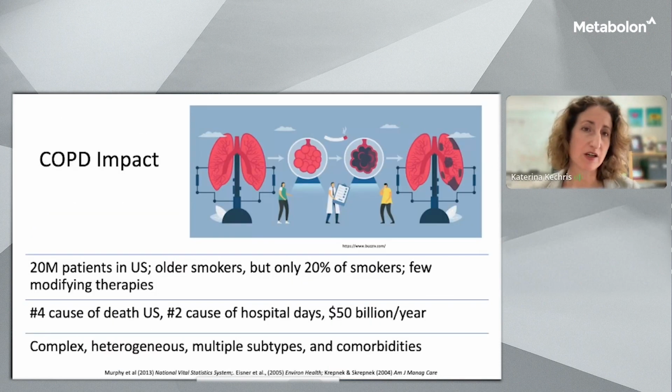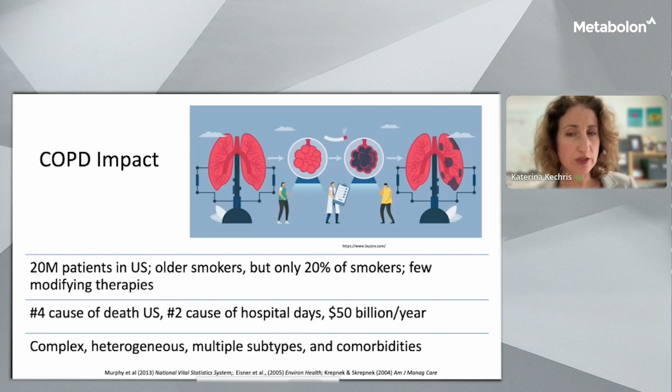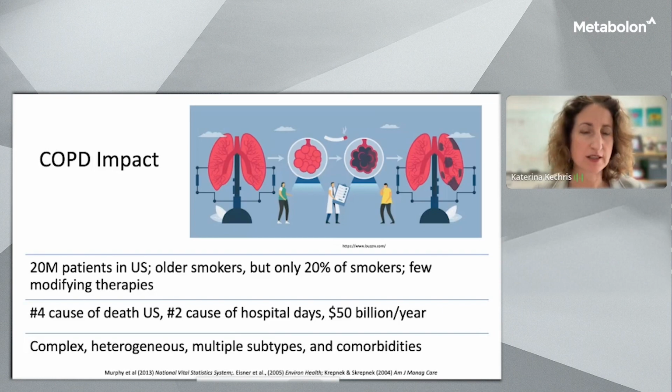So here are some statistics on COPD. This is a disease of aging, and so it's primarily in older smokers. Smoking is the primary exposure. However, not all smokers develop the disease. So there are a few modifying therapies. They tend to be inhaler-based and using corticosteroids. And after cancer and heart disease and accidents, it's the number 4 cause of death, and has a large impact in hospital days and also financial impact. So it's very complex, it's heterogeneous, and then we have all these comorbidities that are also associated with the aging process.